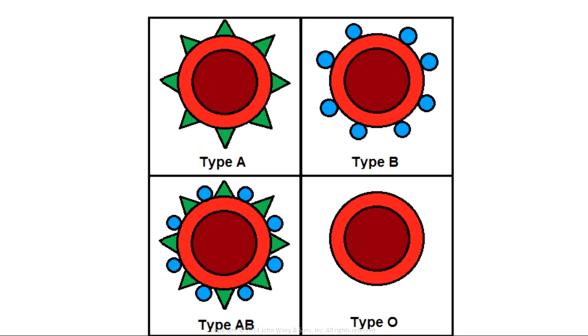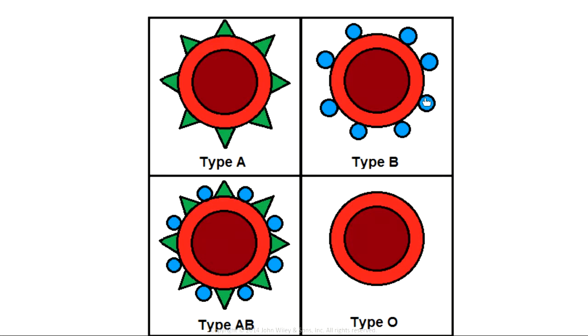The ABO blood group is based on two antigens called A and B. In this picture, you can see four different erythrocytes. In the first erythrocyte, on the surface, you have A antigen. When we have A antigen on the surface of the red blood cell, the blood type is A. In the second picture, you have the erythrocyte with B antigen. When we have B antigen on the surface of the red blood cell, the blood type becomes B.